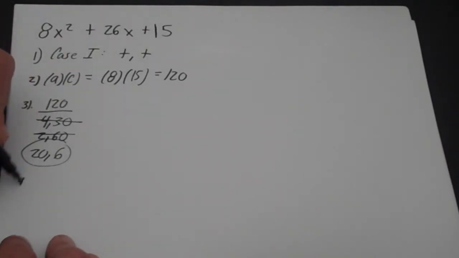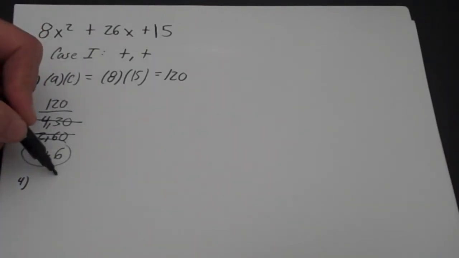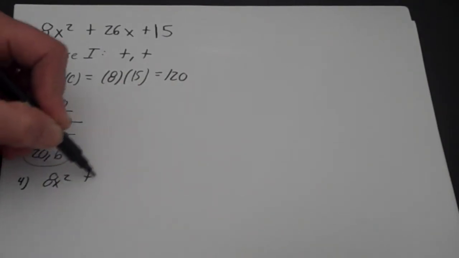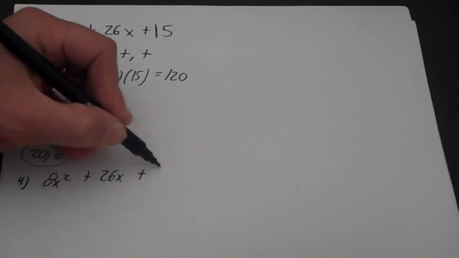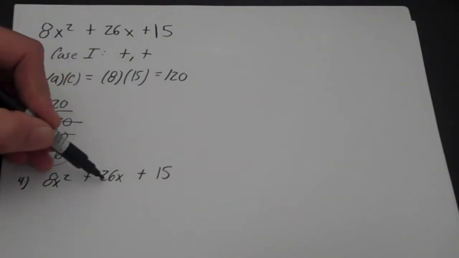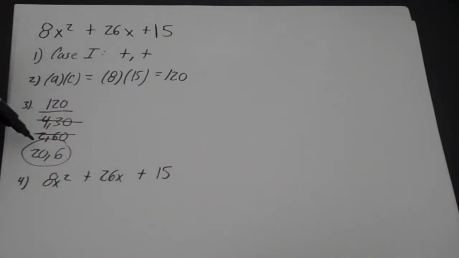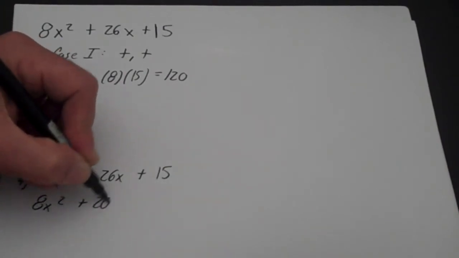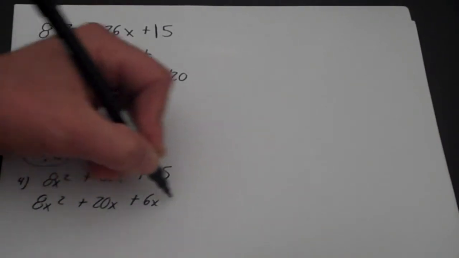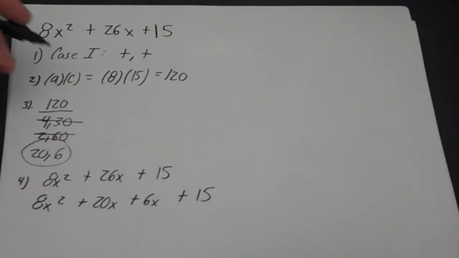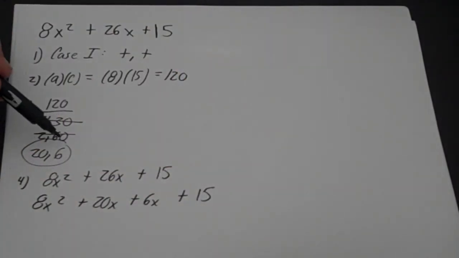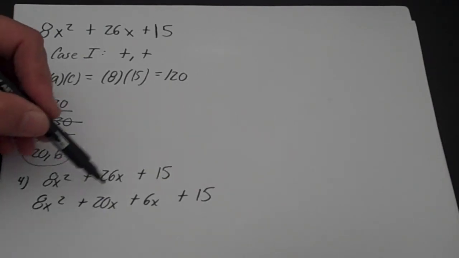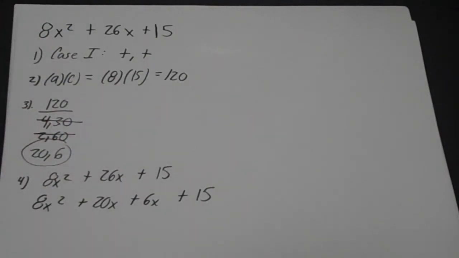The fourth step is you rewrite the problem, 8x squared plus 26x plus 15, and you split the 26x into these two numbers: 8x squared plus 20x plus 6x plus 15. Now it doesn't matter what order you have the 20 and the 6 in. What does matter is what the signs are. In this case they're both positive, so you have a positive 20 and a positive 6.